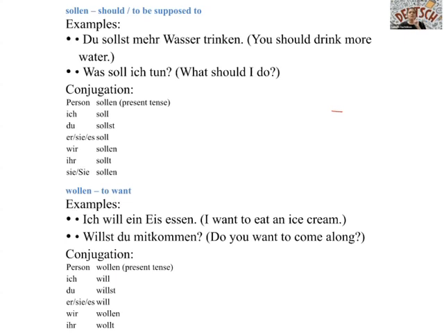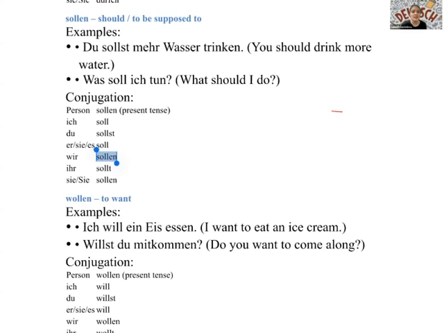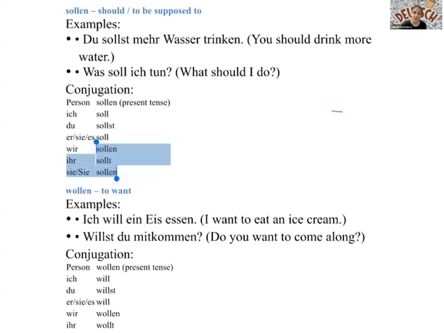For example, du sollst mehr Wasser trinken. You should drink more water. And if you are in confusion and want to ask somebody what should I do, you can use sollen. Was soll ich tun? What should I do? The conjugation would be ich soll, du sollst, sie es soll. Wir sollen, ihr sollt, sie sollen.